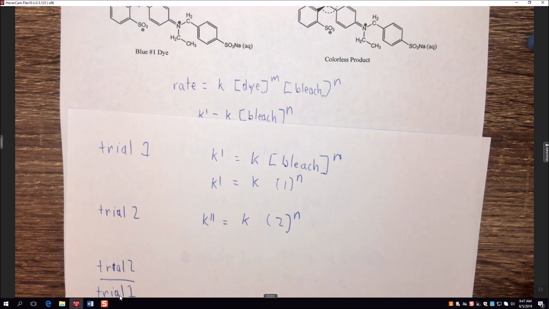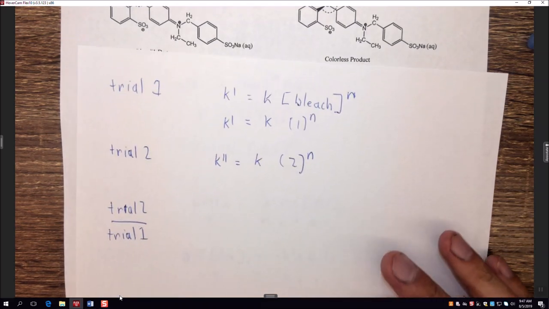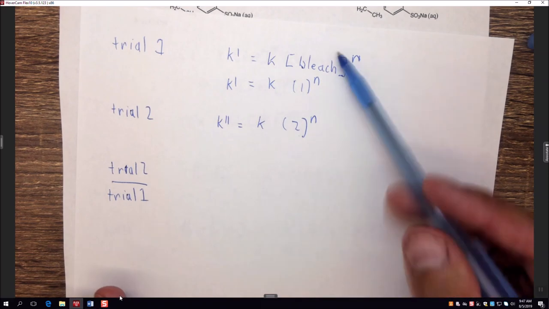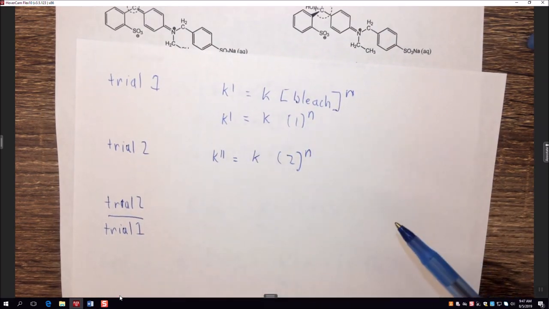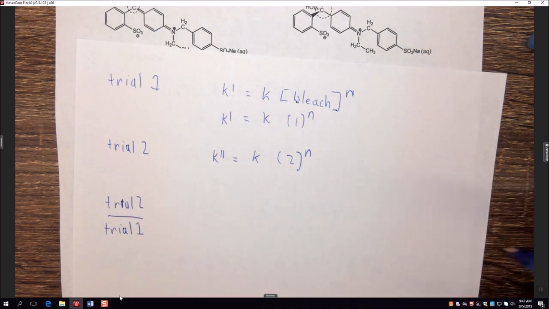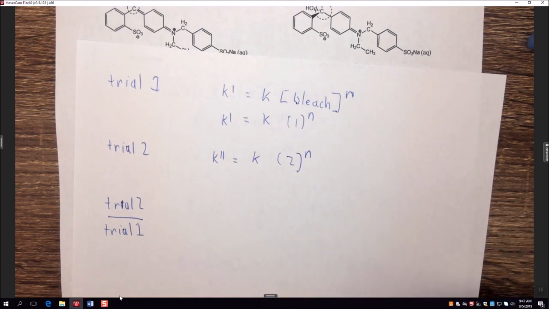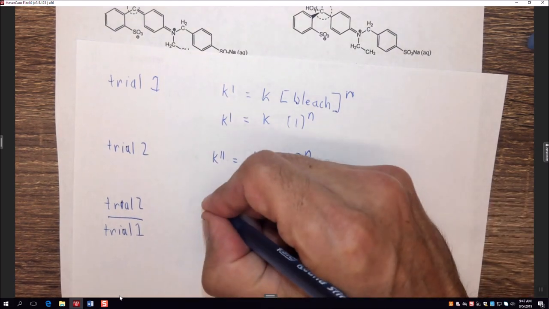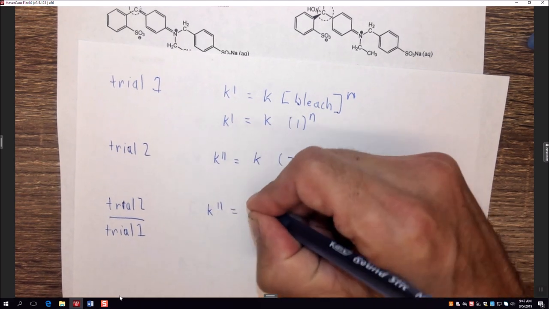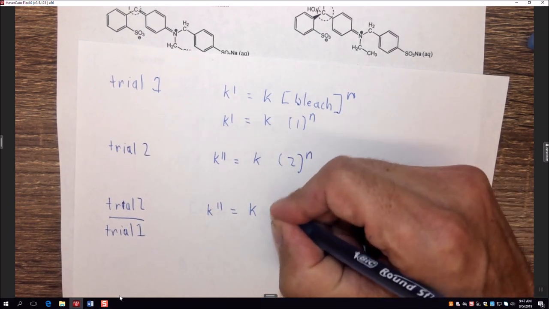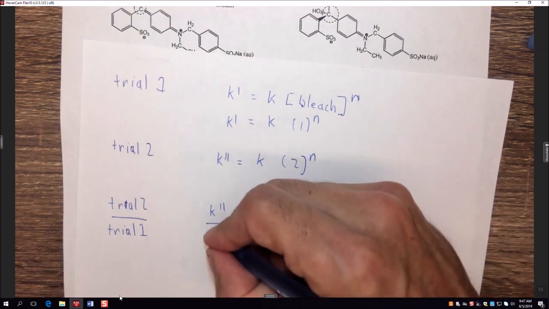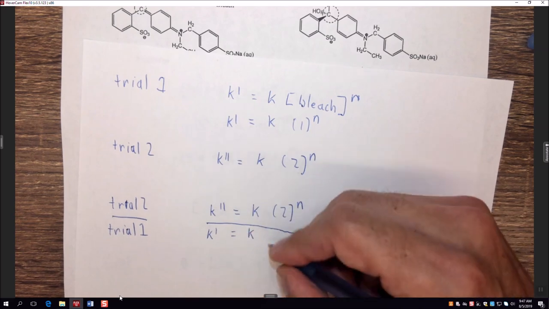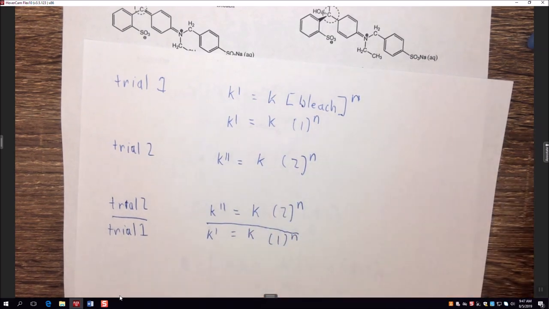And the reason that we're going to do this is we have too many variables in order to solve these equations, right? We don't know K and we don't know N, so we can't solve this. But if we divide these out, we then will minimize the number of variables we have, and we can then solve the equation. So to divide the two equations, I take K prime prime equals K times 2 to the N power. And for trial 1, I put K prime equals K times 1 to the N power.